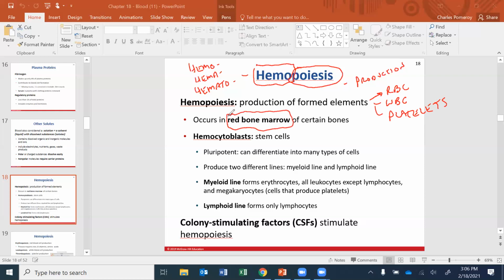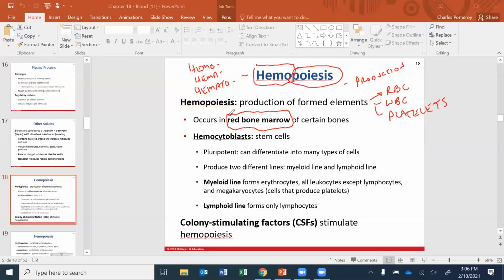If you go back to A&P 1, there's two types of bone marrow. You got yellow bone marrow, which is where you store fat, and then you have red bone marrow, where you produce your formed elements, your blood. And so these are your blood making stations, so to speak.